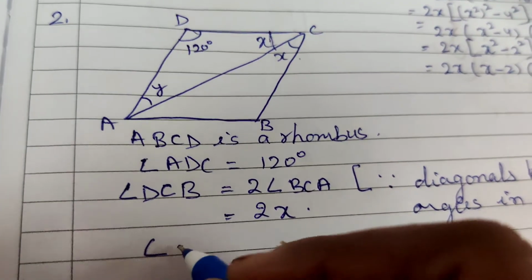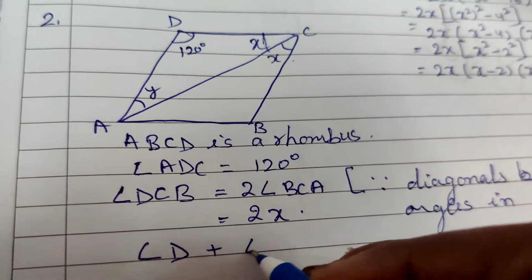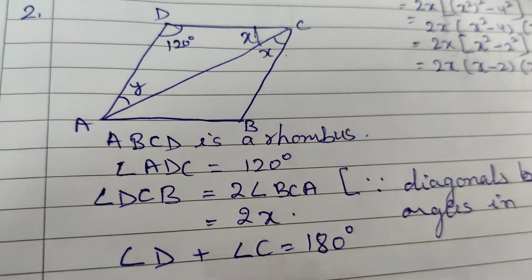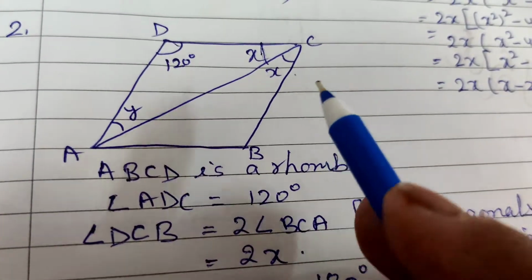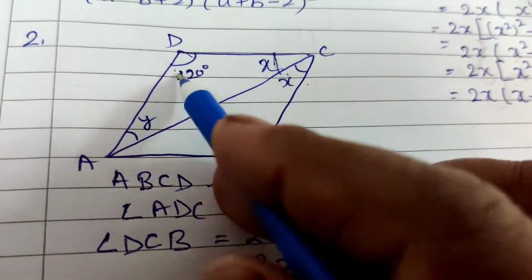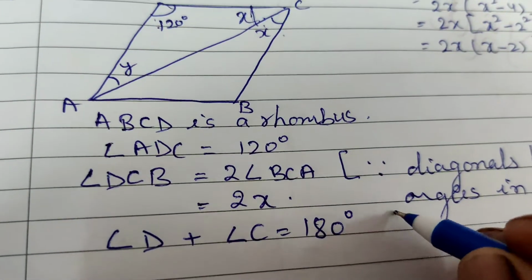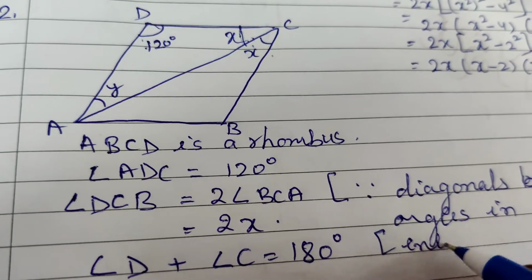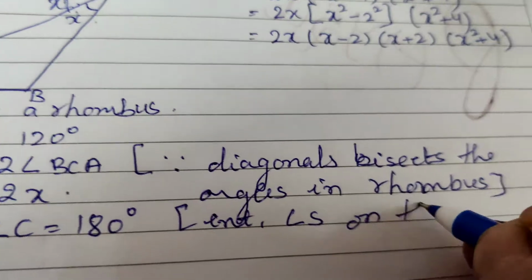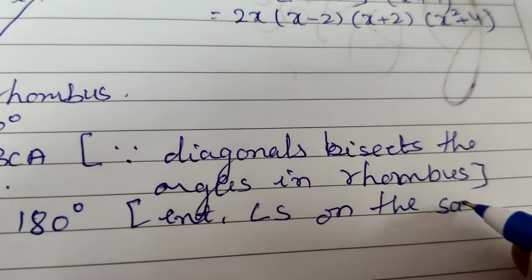Now angle D plus angle C equal to 180 degree. The interior angles on the same side of the transversal. The sum of interior angles is equal to 180 degree.